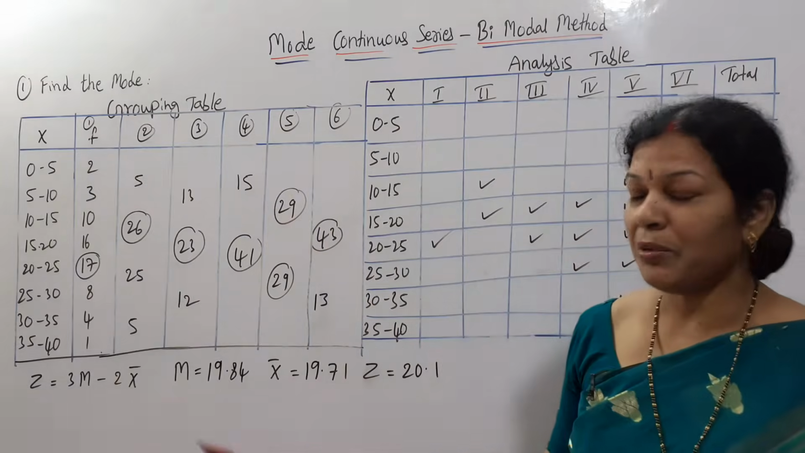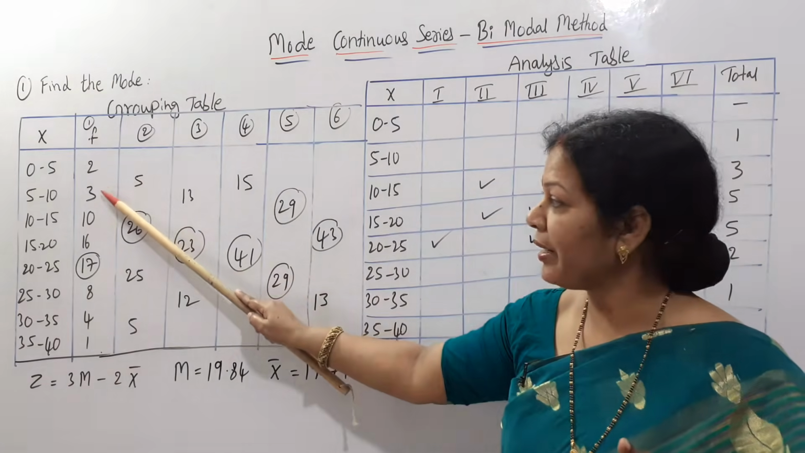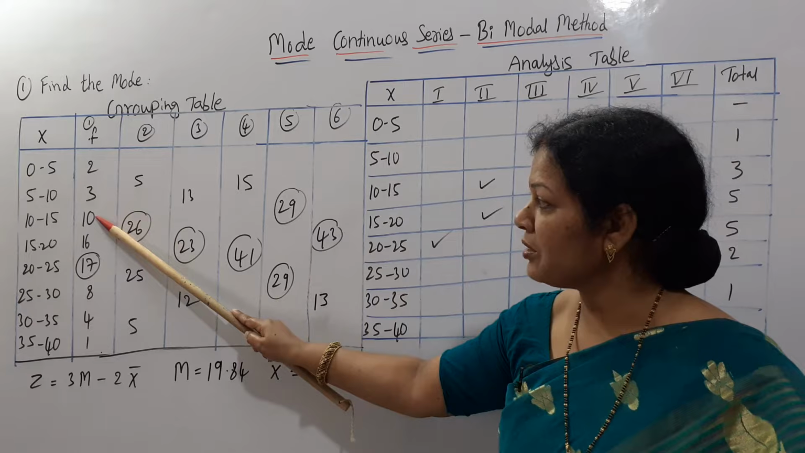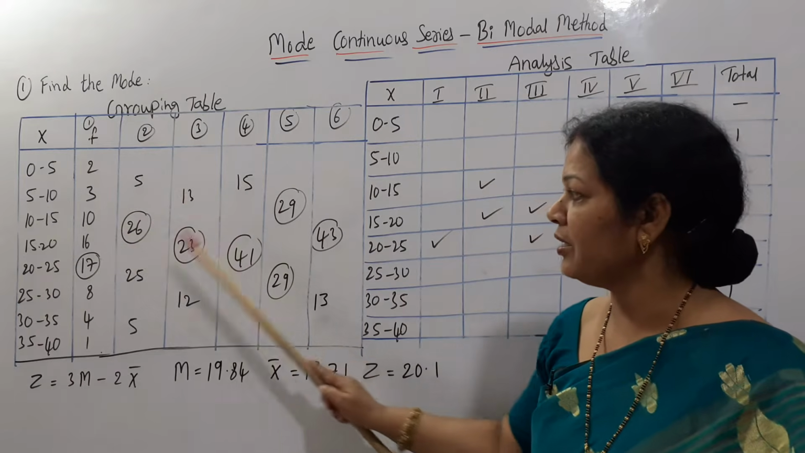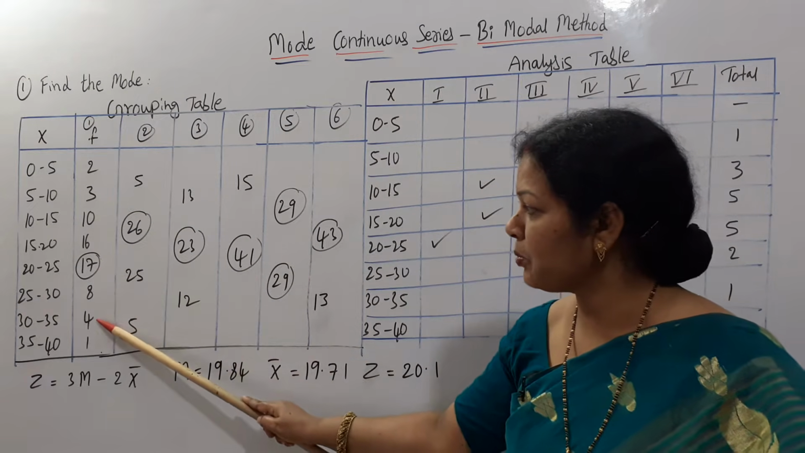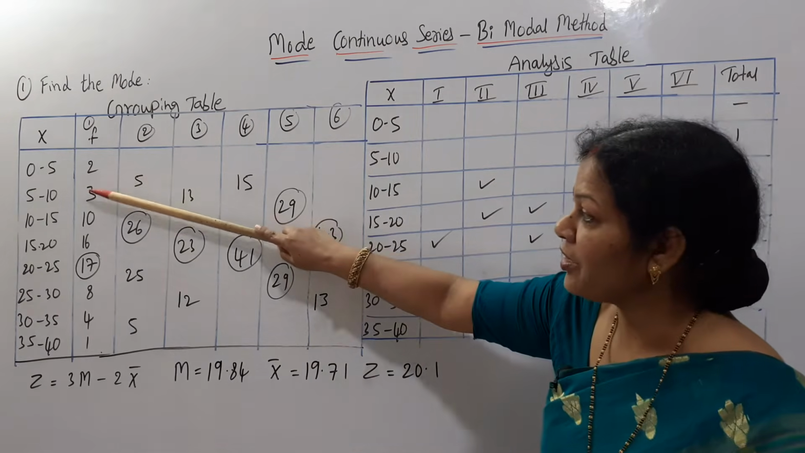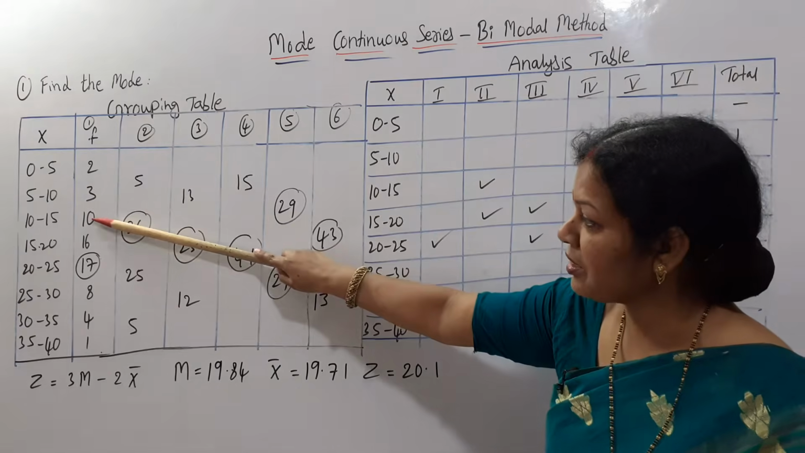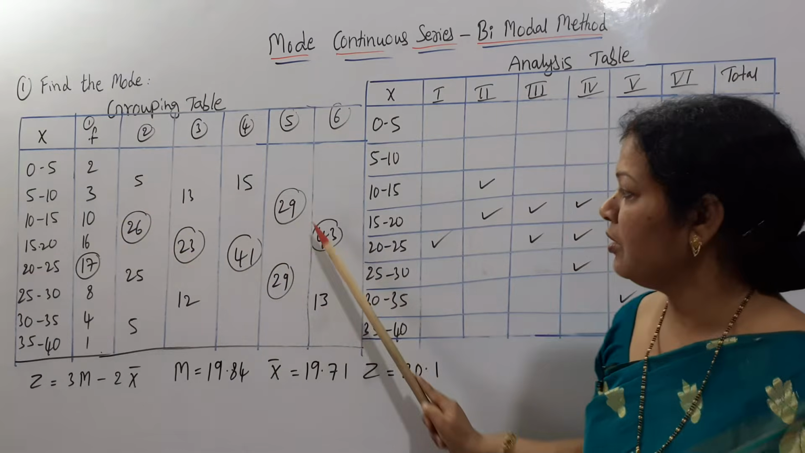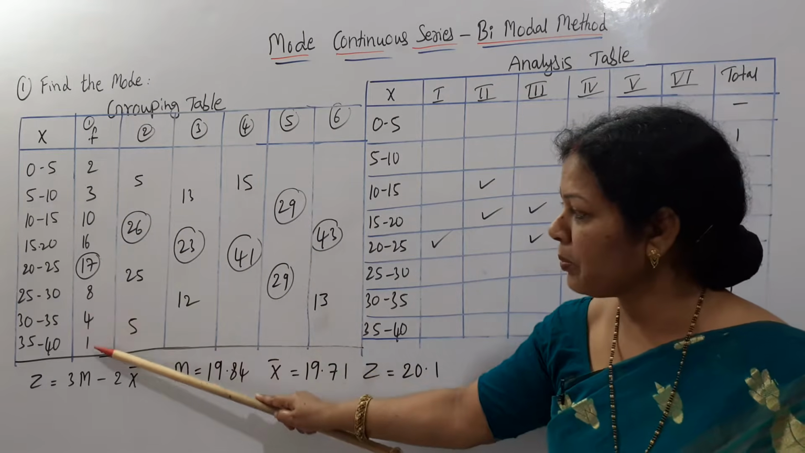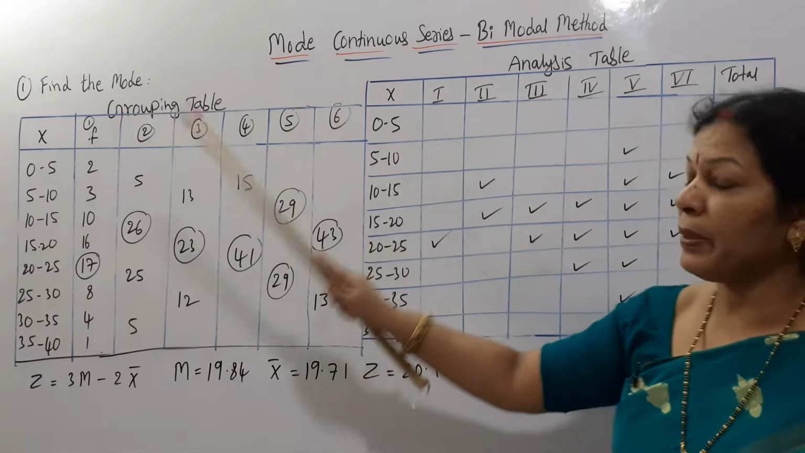In the fifth column, we left the first number and added 3: 3 plus 10 plus 16, 29. In the same way 17 plus 8 plus 4, 29, like this. In the sixth column we left the first 2 numbers and added 3: 10 plus 16 plus 17, 43. In the same way 8 plus 4 plus 1, 13. Like this we have prepared the grouping table.